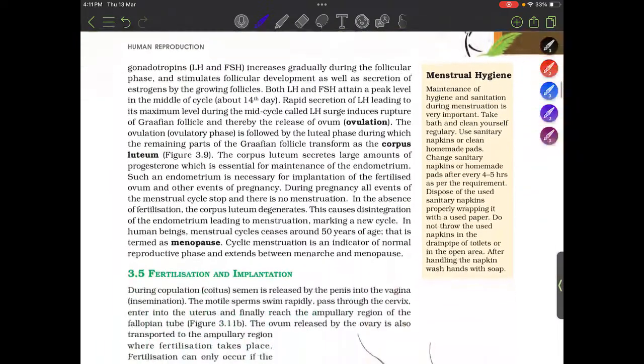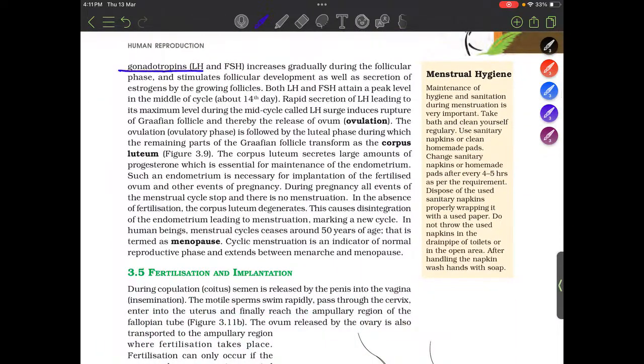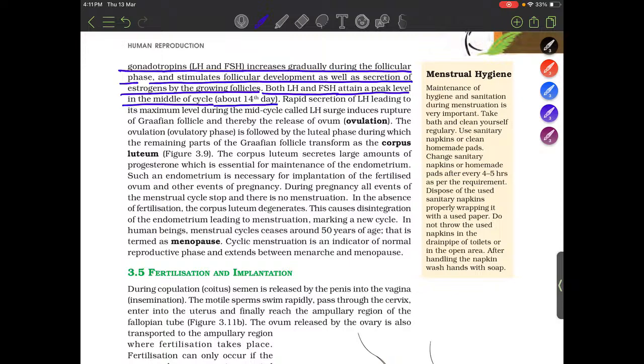The secretion of gonadotropins LH and FSH increases gradually during the follicular phase and stimulates follicular development, as well as secretion of estrogen by growing follicles. Both luteinizing and follicle stimulating hormones attain a peak level in the middle of the cycle, about the 14th day. Rapid secretion of luteinizing hormone leading to its maximum level during the mid-cycle, called the luteinizing hormone surge, induces rupture of the Graafian follicle and thereby release of the ovum, ovulation.